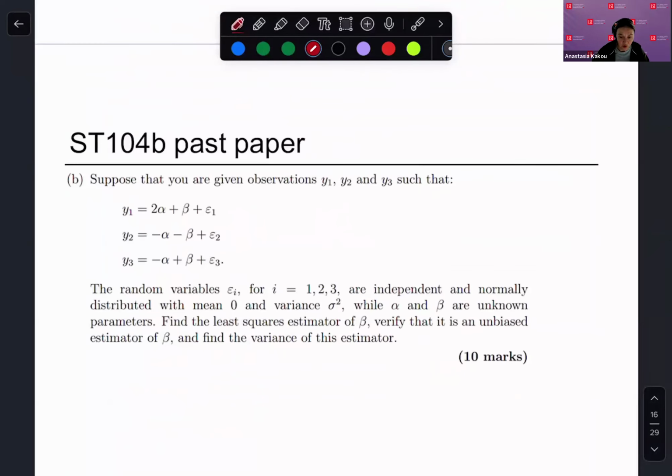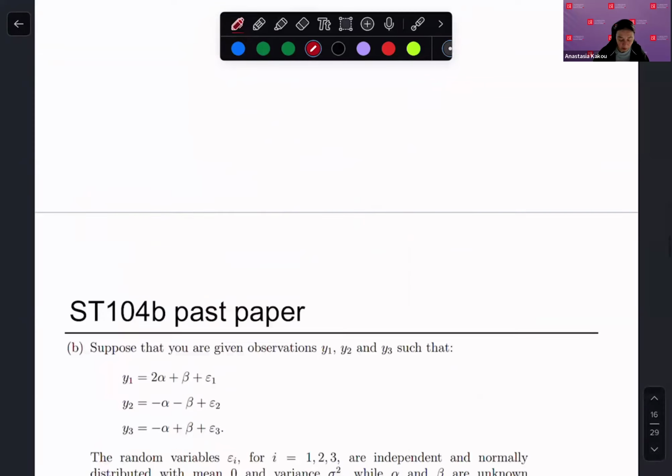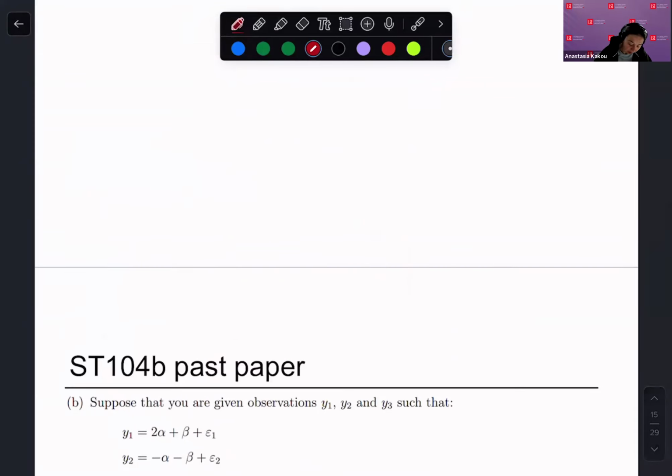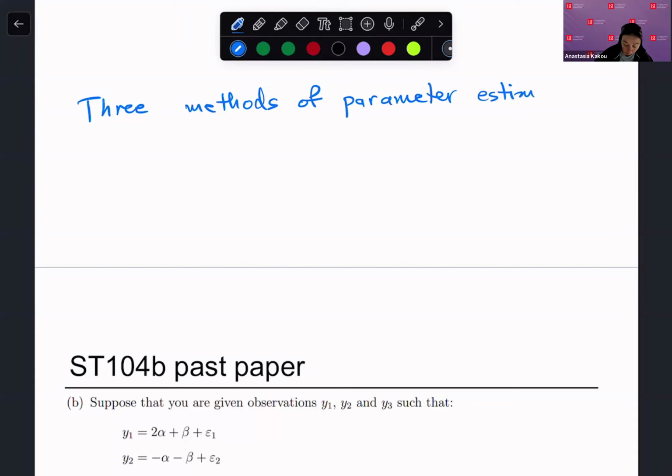Another question that you will always get is, in fact, let me summarize it here now that you have the space. So we have 3 methods of parameter estimation. Okay, 3 methods. What are these?